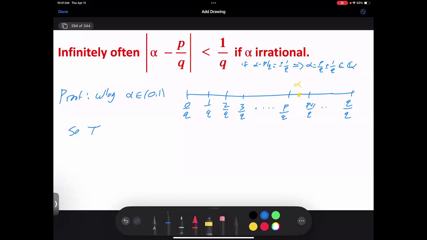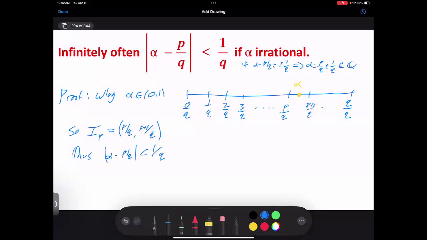So let's let I_P be the interval P over Q, P plus 1 over Q. I don't have to include the endpoints because I know alpha can't be an endpoint. Thus, alpha minus P over Q has to be at most 1 over little q, because it's in an interval of length 1 over q. So I can approximate my number within 1 over q just by taking steps. I can't jump by so much that I get too far away. This is not an impressive result.